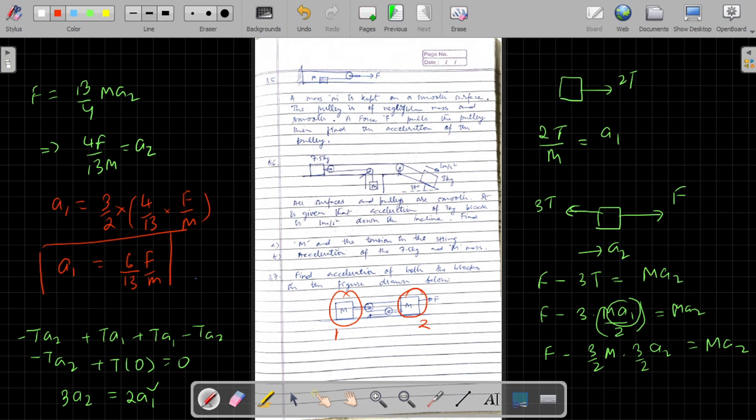So with this we are done with the idea of pulley block systems and the idea of constraint relations in pulley block systems. So next we'll be taking up other kinds of constraint and we'll be moving on.